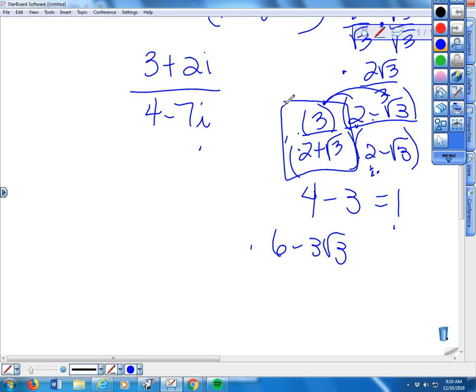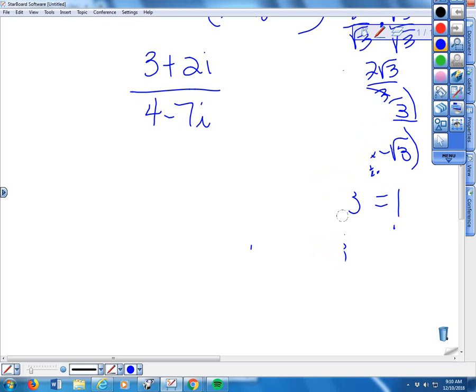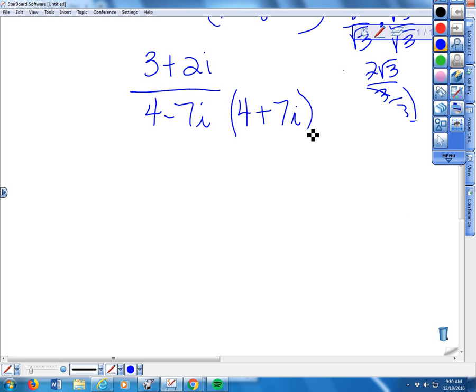So now I've got to get i out of the denominator because i is a root. Okay? So I'm going to multiply the denominator and the numerator by the complex conjugate. The complex conjugate is the same terms, opposite signs. And I have to do it top and bottom.